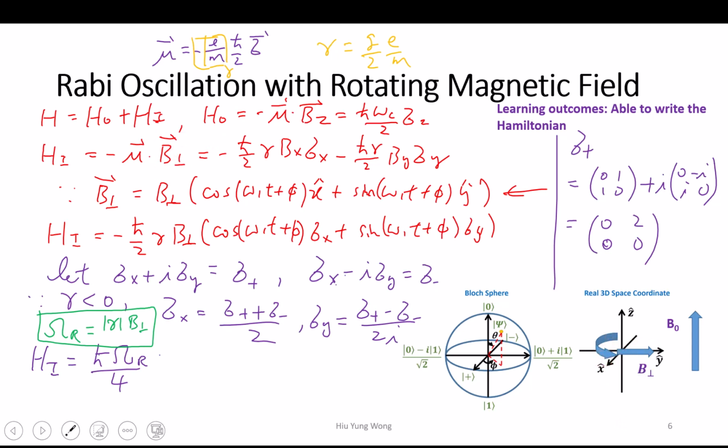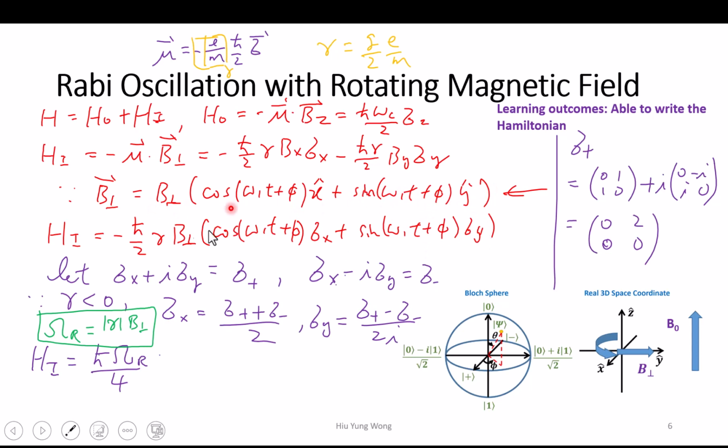And how do we model this? So I think I should have given you this as the first line. Basically, this is the horizontal component. I call it B perpendicular. It is equal to a constant number, B perpendicular, times cosine(omega 1 t plus phi) x hat plus sine(omega 1 t plus phi) y hat.